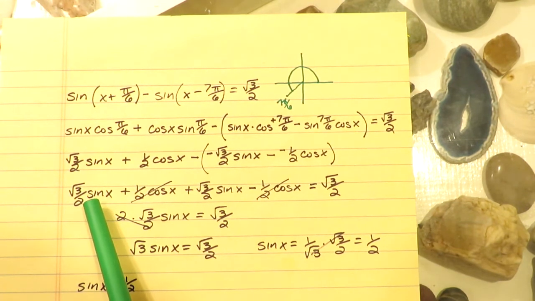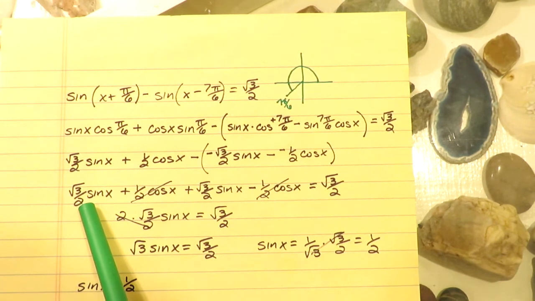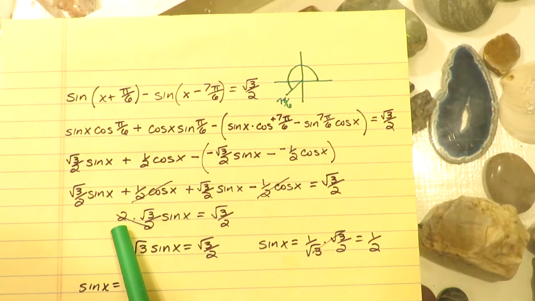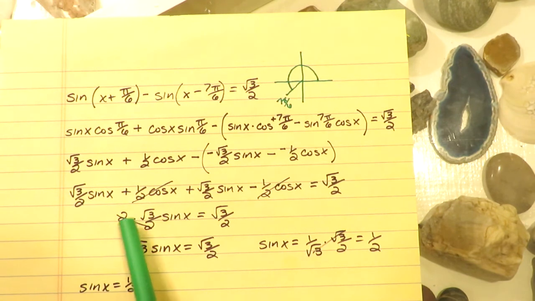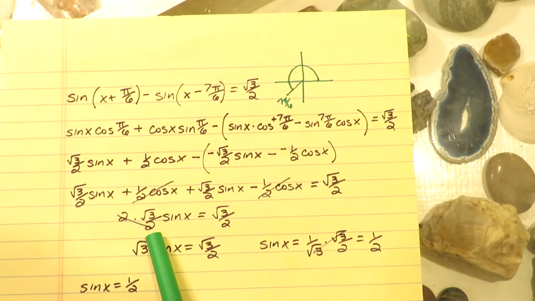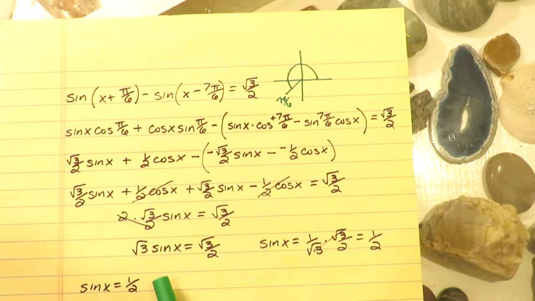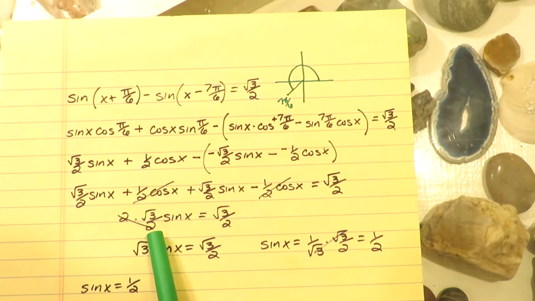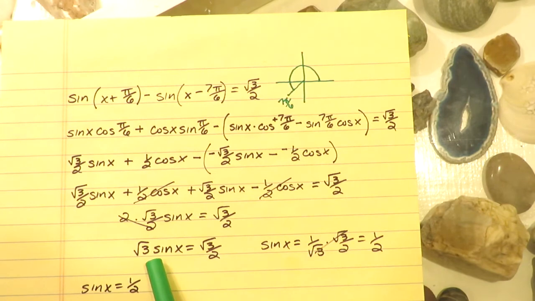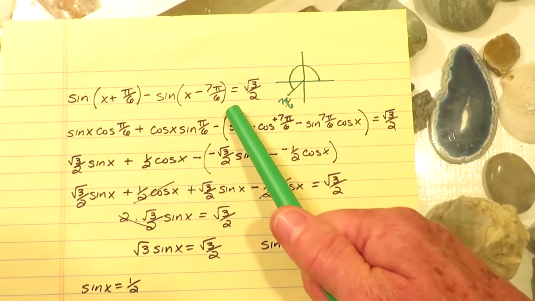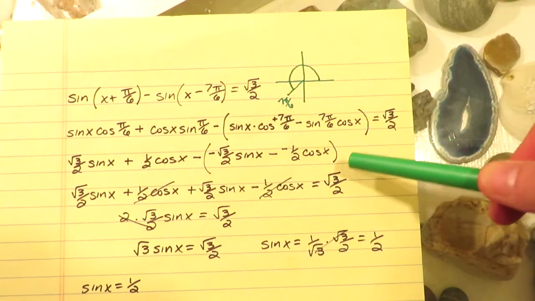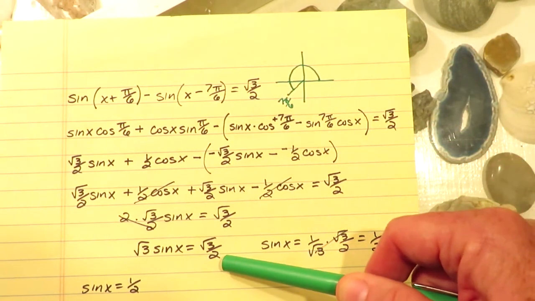And then what I have left is the square root of 3 over 2 times sine for both of these terms, so I have 2 of them. So 2 times the square root of 3 over 2 times sine is equivalent to the square root of 3 times sine, because the 2 times cancels the 2 in the denominator. And then the whole expression was set equal to the square root of 3 over 2. I haven't done anything with that side of the equation.